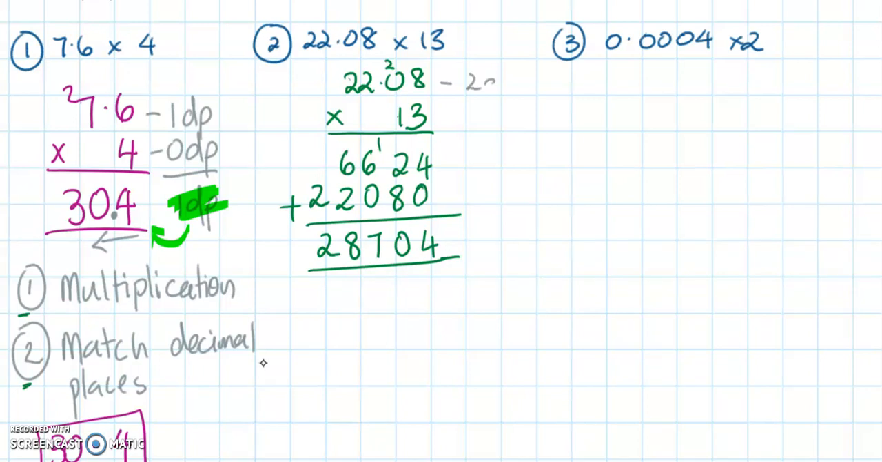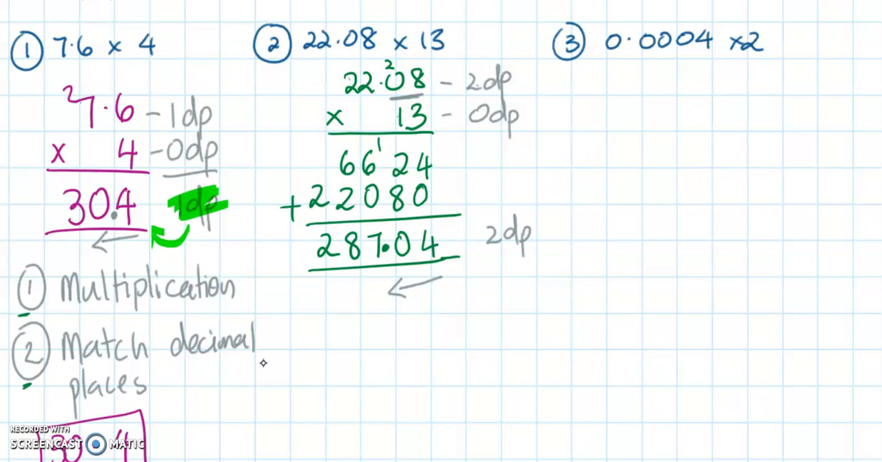This has got 2 decimal places because there are 2 digits after the decimal point. That has 0 decimal places because there's nothing. So our answer should have 2 plus 0, 2 decimal places. Okay, so let's have a look. Remember, we start from the right and go to the left. We count 2 digits, 1, 2, and that's where our decimal point will go.